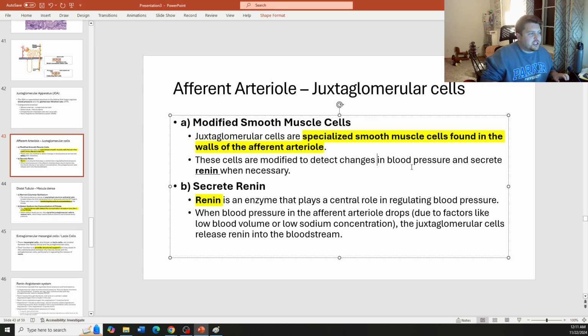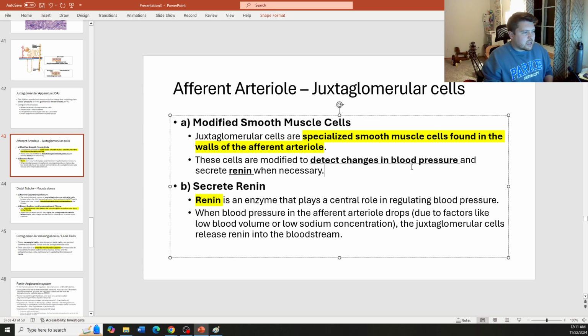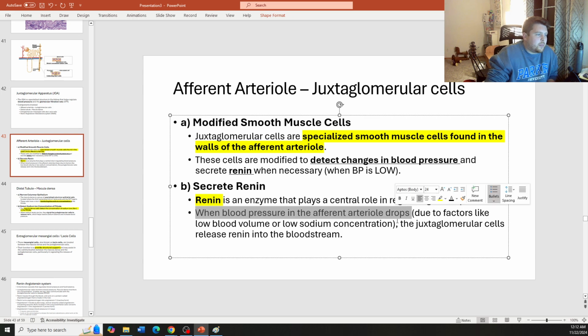These are specialized or modified smooth muscle cells in the walls of the afferent arterioles. They detect changes in blood pressure, and they will release an enzyme called renin whenever it is necessary, specifically when blood pressure is low. Renin, that is that enzyme. So when blood pressure in the afferent arteriole drops, the juxtaglomerular cells release renin into the bloodstream.